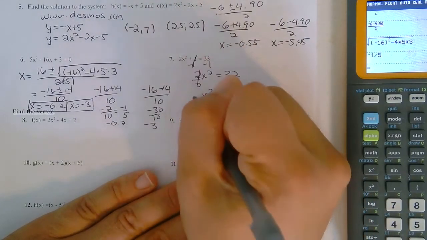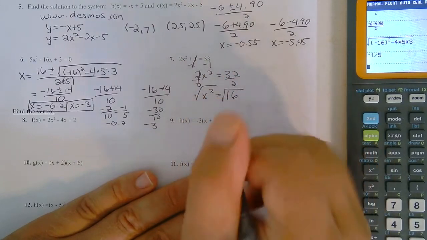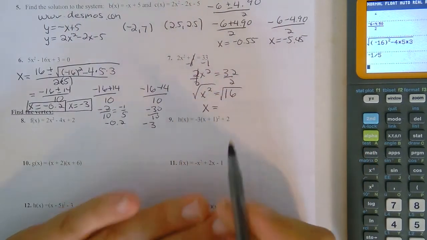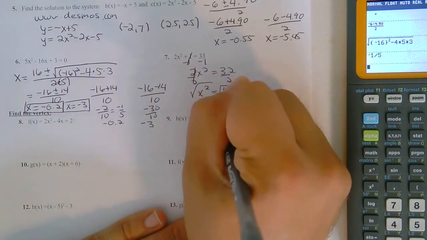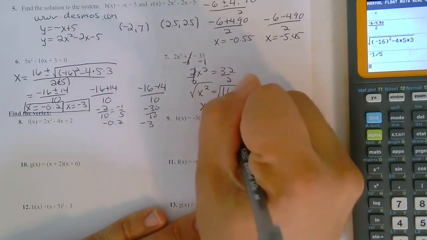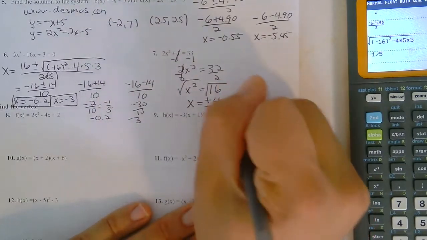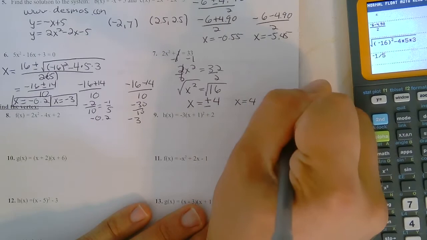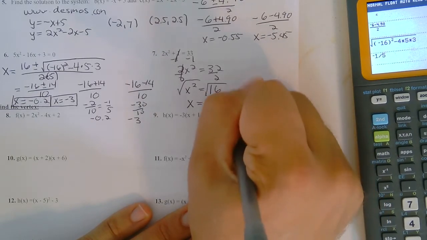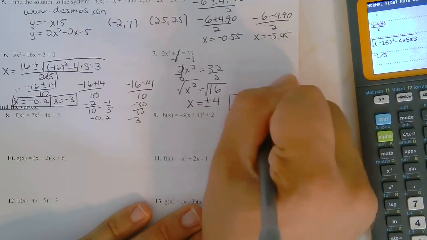And then to get rid of x squared, you would take the square root of both sides, and x is equal to, I know the square root of 16 is 4. Remember, when we do that, we go plus or minus, and then our 4. So we would have two answers, x equals 4, and also x equals negative 4. And I'm going to box those in so that they stand out.